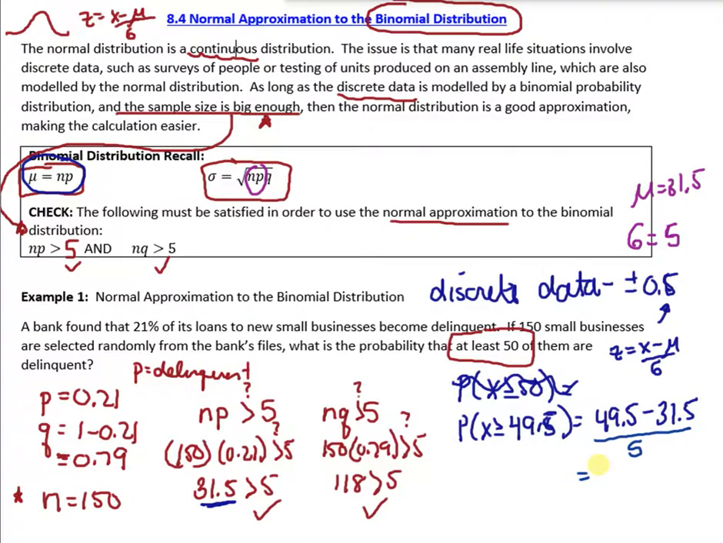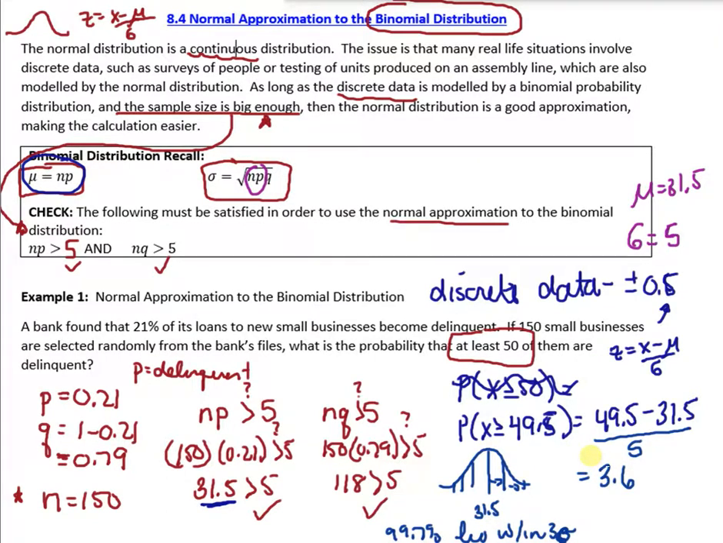Now let's actually solve this. 49.5 minus 31.5 divided by 5. I get 3.6. If you think about our distribution, the average is 31.5, and then we go out by 5 each time. 99.7% of the data is going to lie within three standard deviations of the mean. So if we have 3.6 as our z-score, that's 3.6 standard deviations away from the mean.